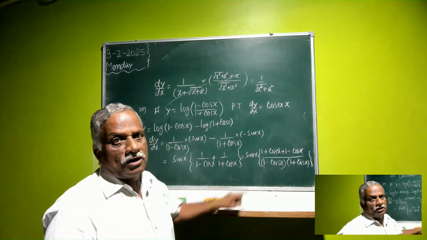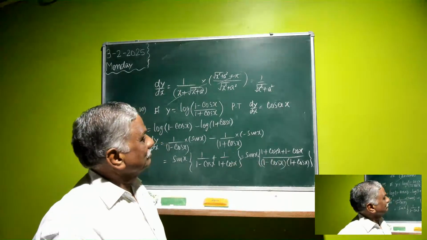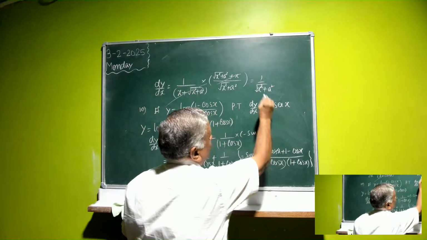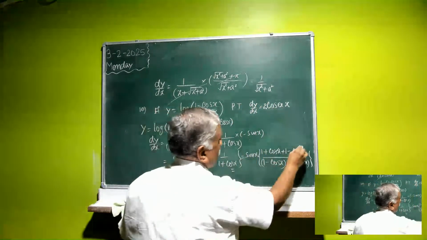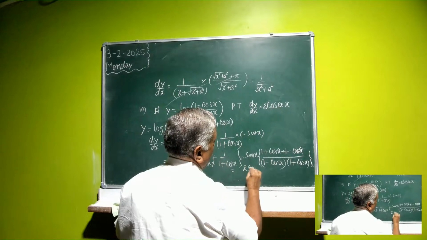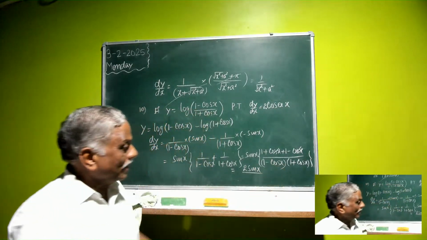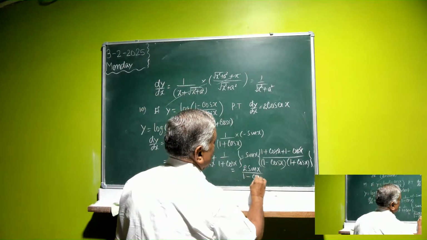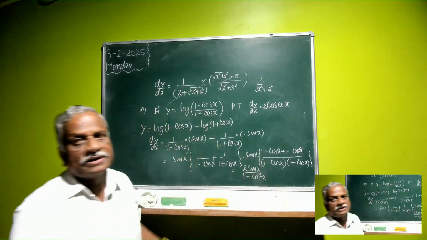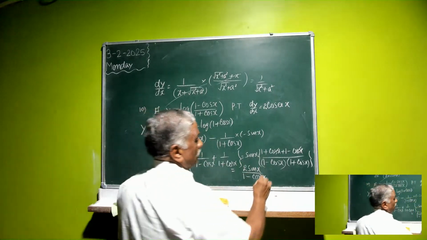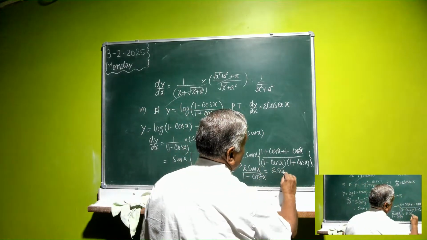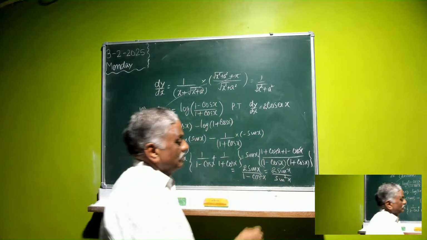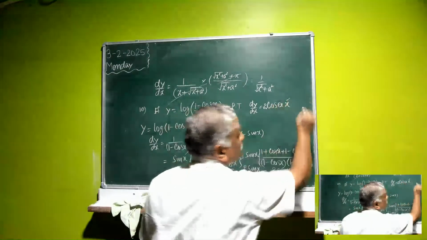Now what have we got? How far have we come? If you simplify this, this is 2 cosecant x, the answer. So cos x and cos x cancel, giving 2 sin x over 1 minus cos x into 1 plus cos x, which is 1 minus cos square x. The formula is (a plus b) into (a minus b). But you know that 1 minus cos square x is sin square x. One sin x you cancel, and you get the answer.